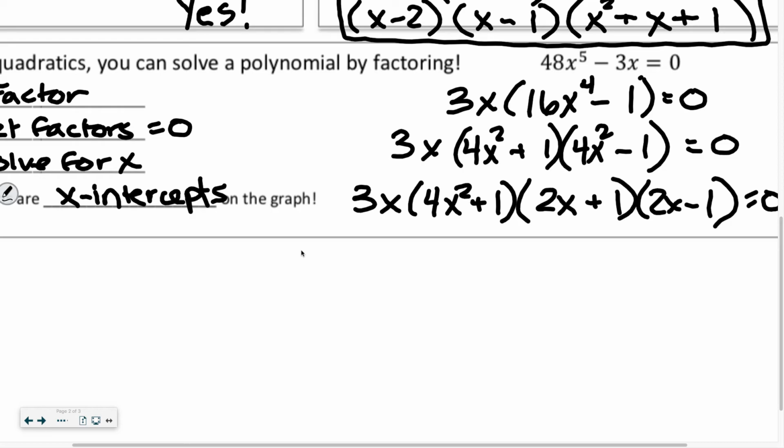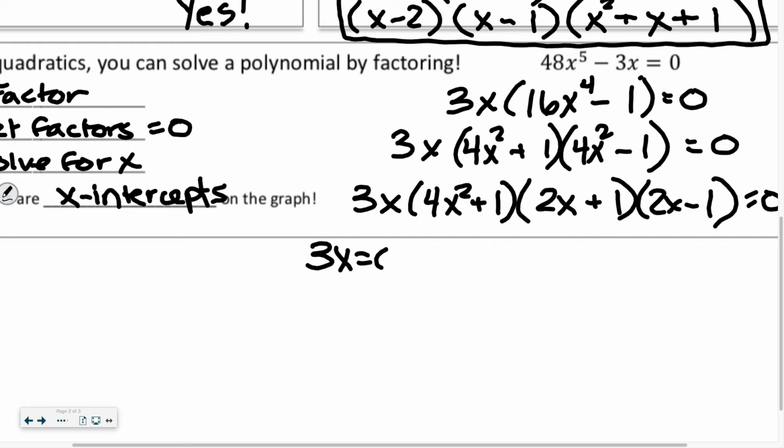Difference of squares, yes. Because it will be a minus 1, so what are factors of negative 1 that add to make 0? 1 and negative 1. So they're going to be opposites. Okay, so we have factored. We've done step 1. Now we've got to do step 2. Set all our factors equal to 0. We have 4 factors. Set them equal to 0.